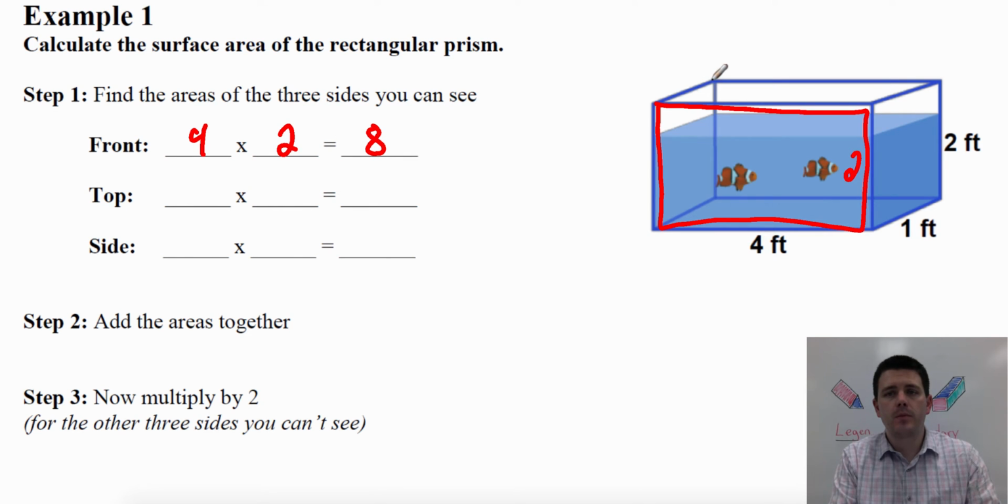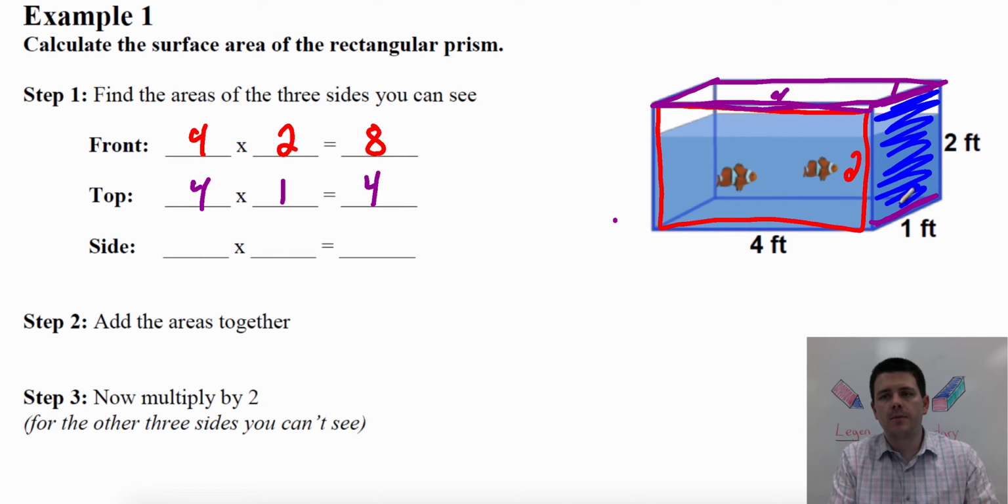Now the top. So here's the top. Again, it's a rectangle. The base going this way is the same as my base down here, so it's 4. This edge going this way is the same as this one down here, so it's 1. So it's 4 times 1, which is 4. And then I need my side. In this case, I can see this right-hand side. It has a base of 1, a height of 2. So 1 times 2 is 2.